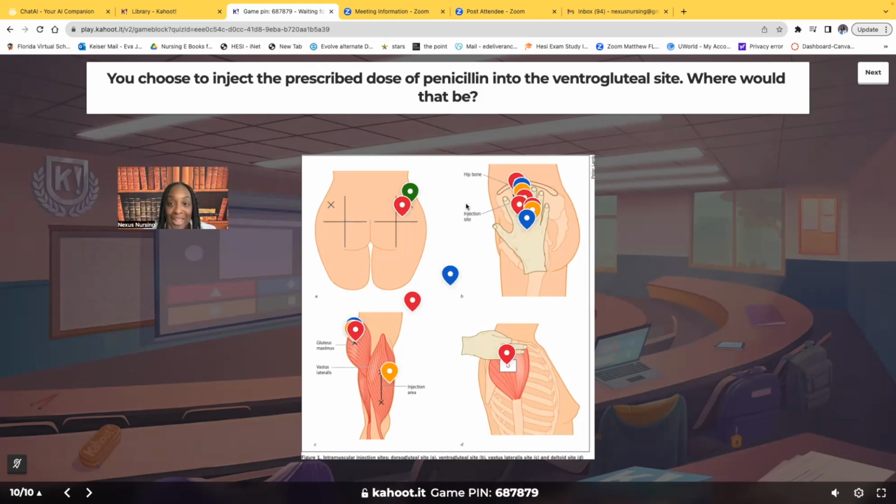The correct site, the ventrogluteal site, is right here, right between the index finger and that middle finger. That's where the site would be. A lot of you guys were off over here on the bones, but right here between this finger, that's where that ventrogluteal area would be. And then I see some of you guys chose the vastus lateralis. And last, this is the deltoid muscle. But when it comes to ventrogluteal, this is the correct answer. Right between that index and middle finger, that is where you would give that injection.